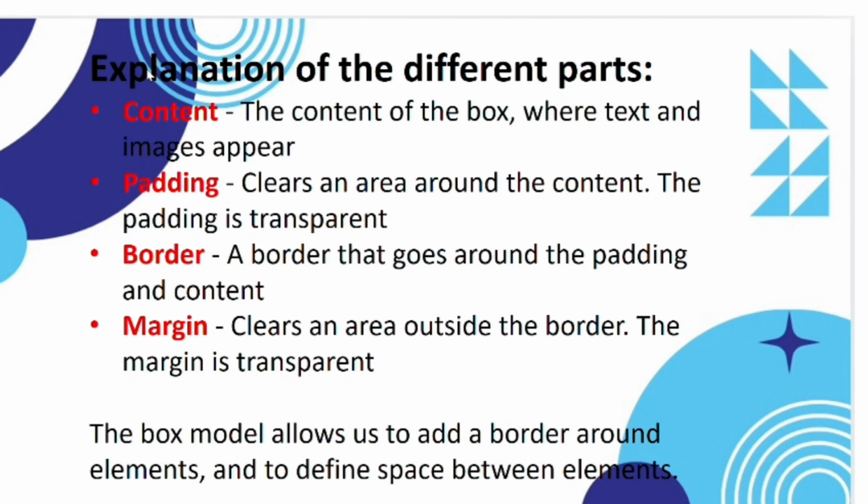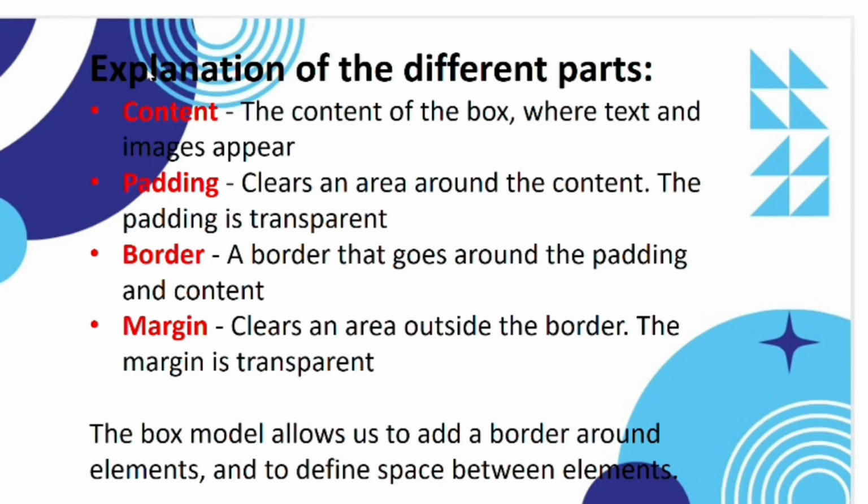Content, where text and images go. And padding, the space inside the element around the content. Border, the visible edge that wraps the padding and content. And margin, the space outside the border separating elements.